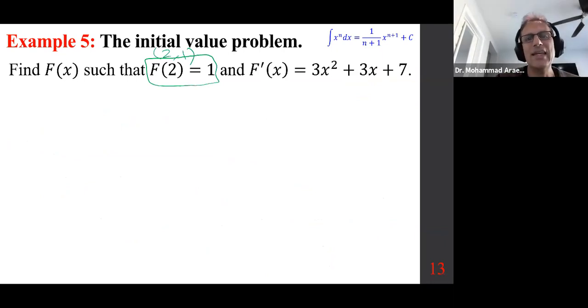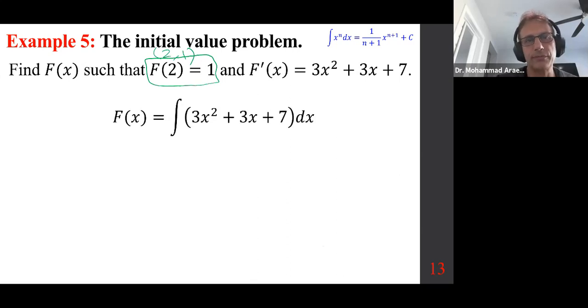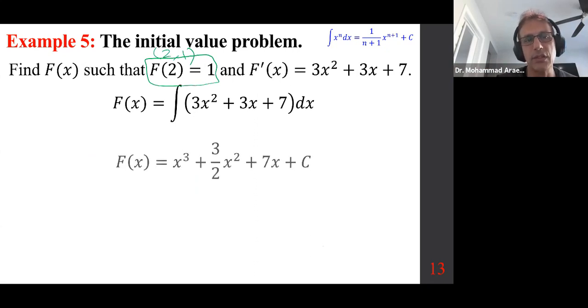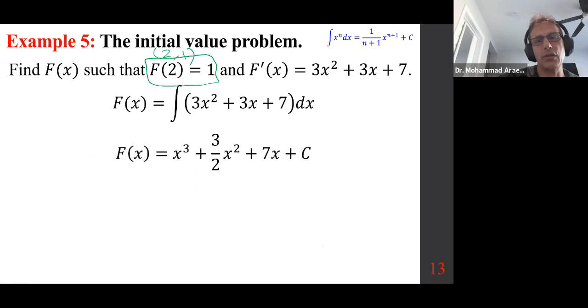So let's integrate capital F prime to get f of x without paying attention to the pair. 3x squared, I hope you realize by now, becomes x cubed plus 3/2 x squared plus 7x and a constant. This is again a general solution, GS, general solution, okay? Now we have the pair (2, 1). We are going to replace the x with 2 and f of x or y with 1.